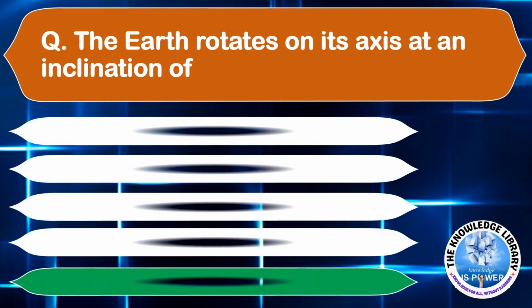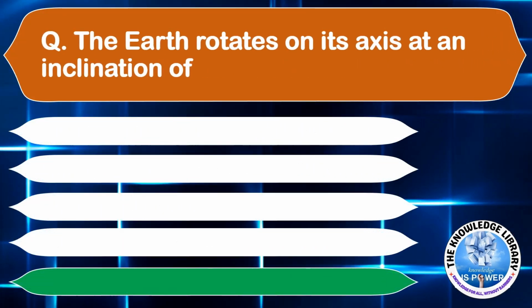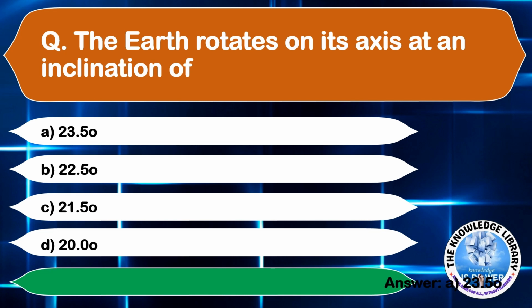The earth rotates on its axis at an inclination of option A 23.5 degree, option B 22.5 degree, option C 21.5 degree, and option D 20 degree. The correct answer is option A 23.5 degree. Moving on to the next question.